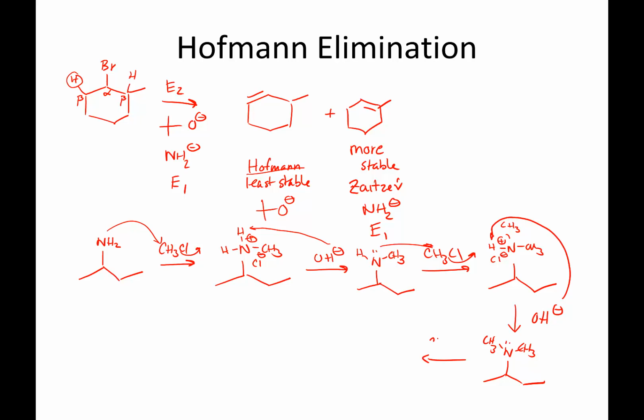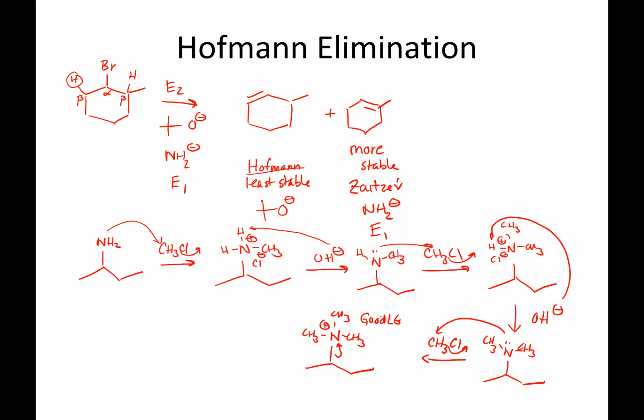And I'm going to do this one more time. Treat this with methyl chloride, which kicks off the chlorine, and now I make the ammonium. Now, that ammonium turns out to be a pretty good leaving group. In other words, I can take this pair of electrons and give it to the nitrogen, and that whole group will leave. So the ammonium becomes a good leaving group.